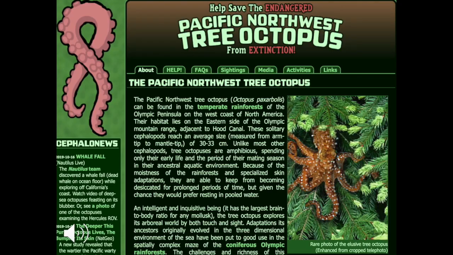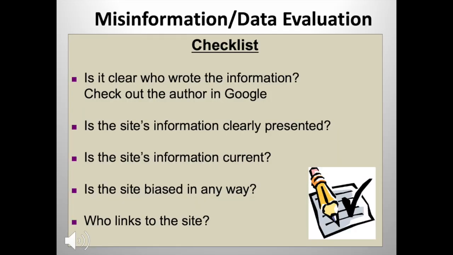Here is a great website to test students with. The Pacific Northwest tree octopus has been a great lesson for media literacy classes for years. You come to find out that the octopus is fake. Here is a quick checklist to critically analyze a source. Is it clear who wrote the information? For instance, you could check out the author in Google. Is the site's information clearly presented? Is the site's information current? Is the site biased in any way? And who links to this site?